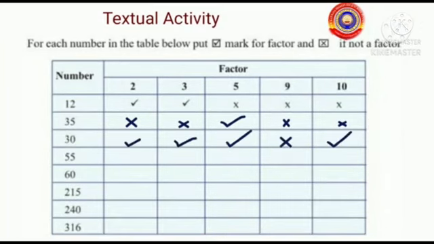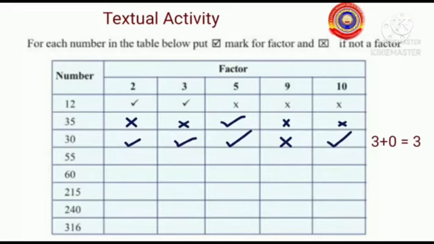Next number is 30. The digit in its ones place is 0. So, 2, 5 and 10 are the factors of 30. Next find its digital root. That is 3 plus 0 equals 3. 3 is a multiple of 3. So, 3 is the factor of 30. 3 is not a multiple of 9. So, 9 is not the factor of 30.